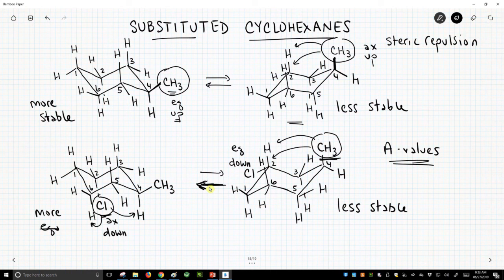So this is how we talk about substituted cyclohexanes. It gets a little messier, but we need to be cognizant that when we flip the chair, groups go from axial to equatorial, and when they go to axial, they're in a position that can create some steric repulsion, and we have to be mindful of that.